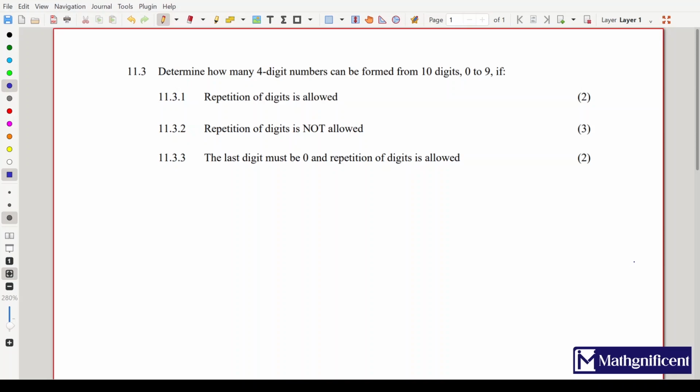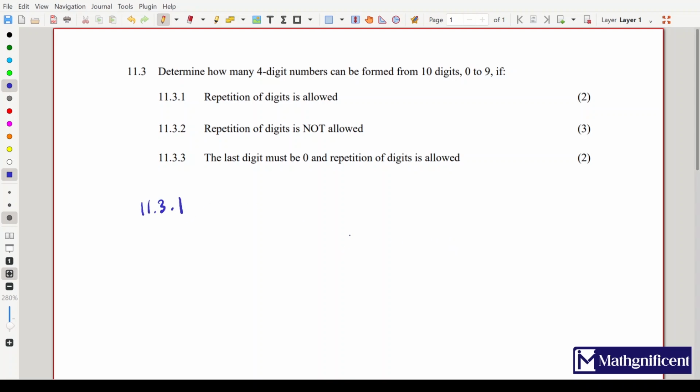Hi guys, so now we have 11.3. So 11.3 reads as follows. It says that determine how many four-digit numbers can be formed from 10 digits, meaning the digits from 0 to 9, if the repetition of digits is allowed.